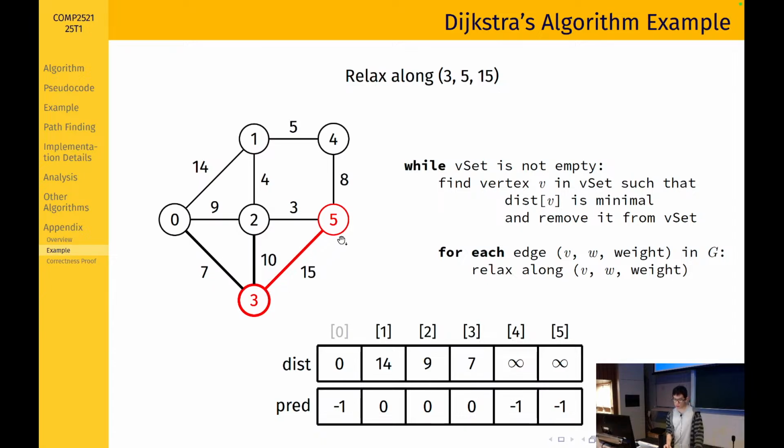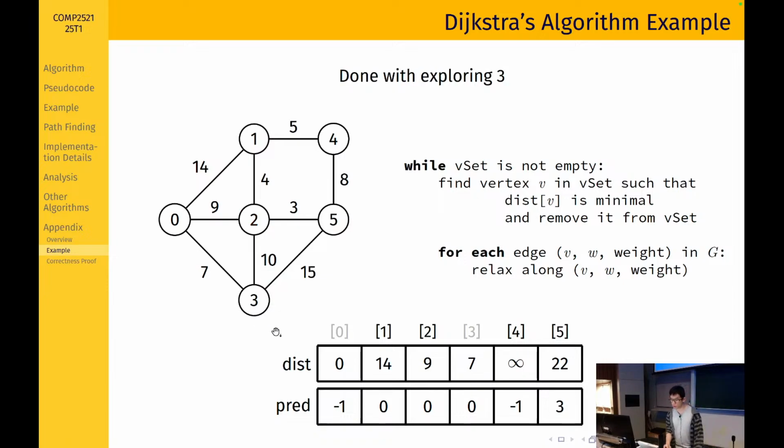So this edge over here costs 15, and we haven't actually visited 5 yet. The cost of this new path is 22, because it's 7 plus 15. Since that's smaller than infinity, we're going to update our distance to 22 and update the predecessor to 3. All right, now we're done with 3. So now we're going to remove 2.